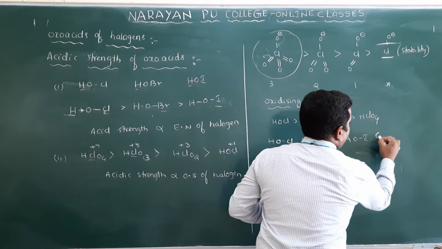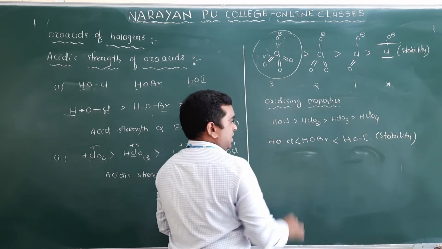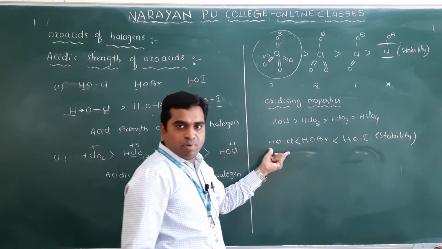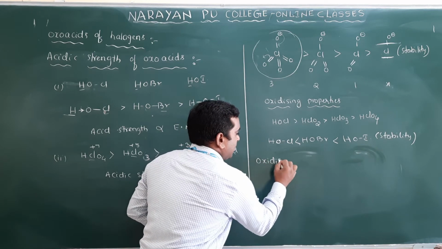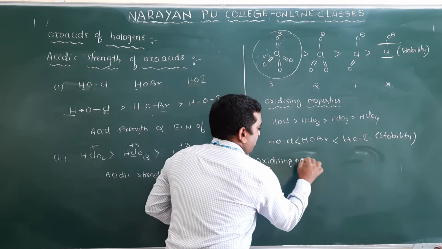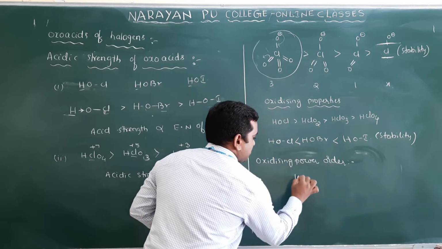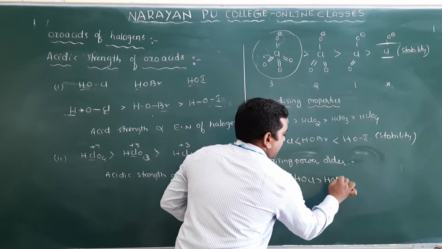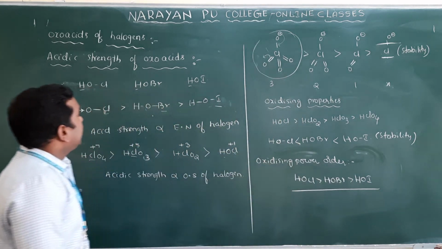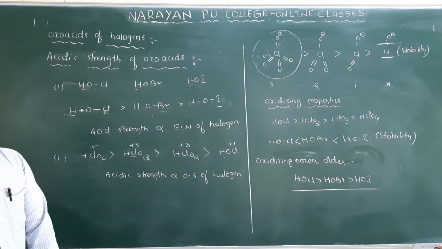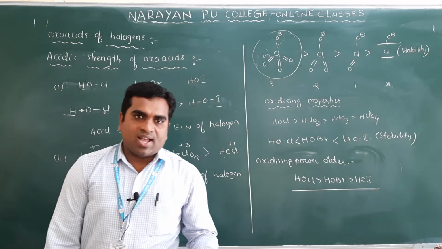If you see the stability order of these compounds, this is the most stable and this is the least stable. Least stable means what is the oxidizing order? Oxidizing power means oxidizing agent. The oxidizing power order will be the reverse: HOCl is less than HOBr, which is less than HOI. This is about the acidic and oxidizing properties of the oxoacids of halogens.